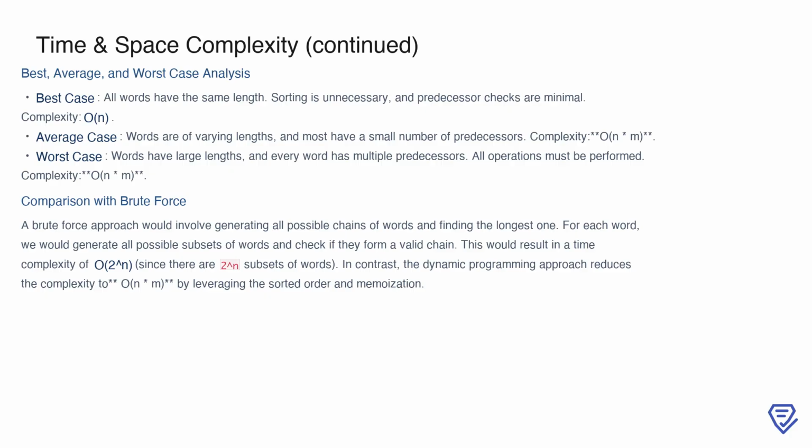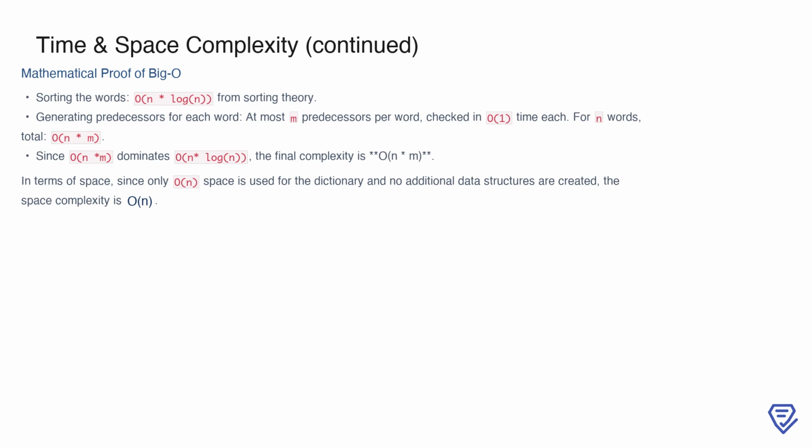A brute force method would take O(2^n) time due to the exponential growth of subsets, while the dynamic programming approach reduces this significantly to O(n*m) by leveraging sorting and memoization. Finally, let's mathematically prove the big O complexity.